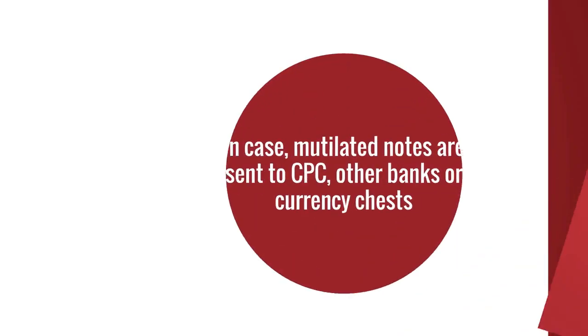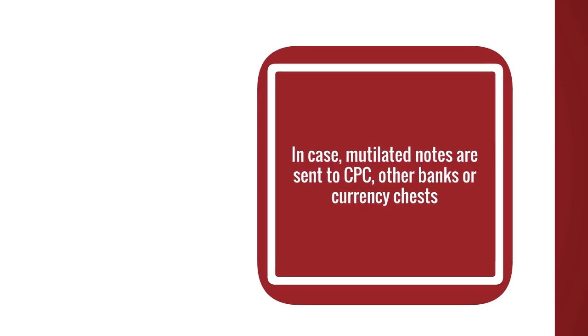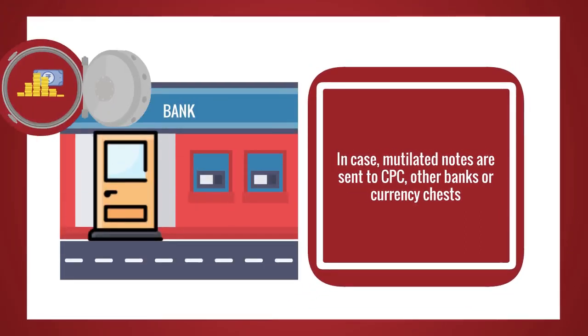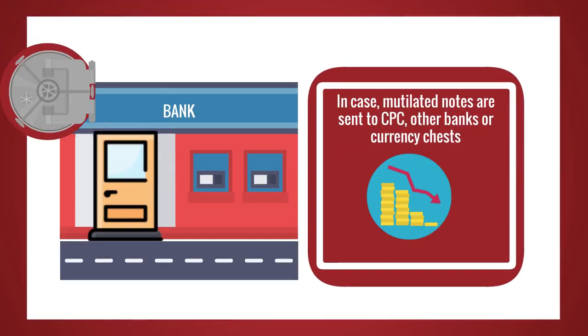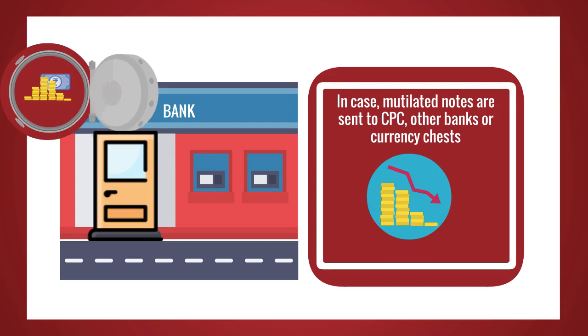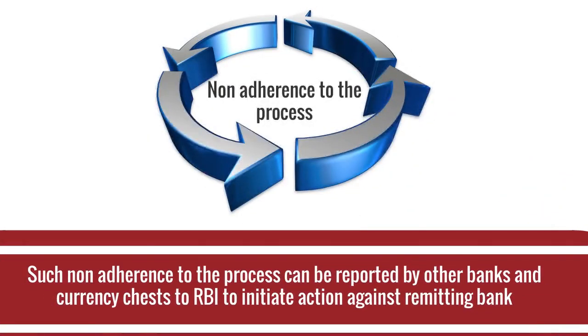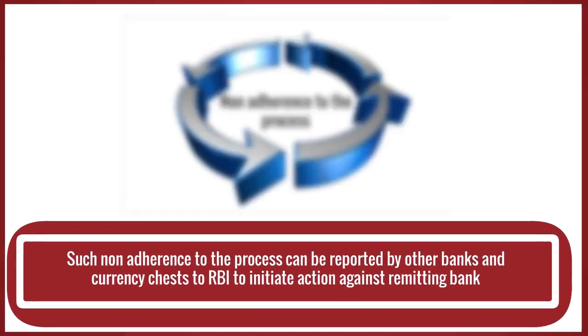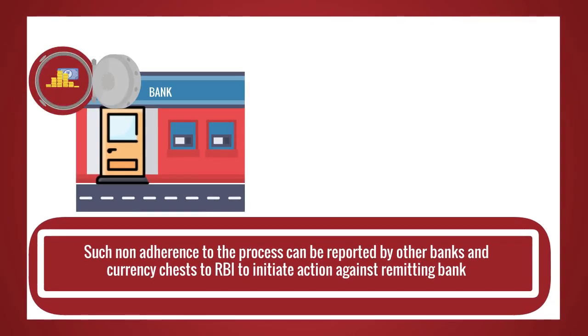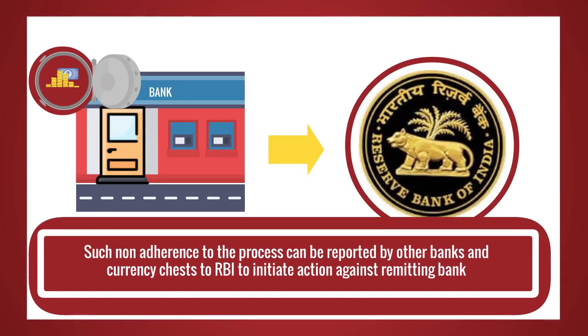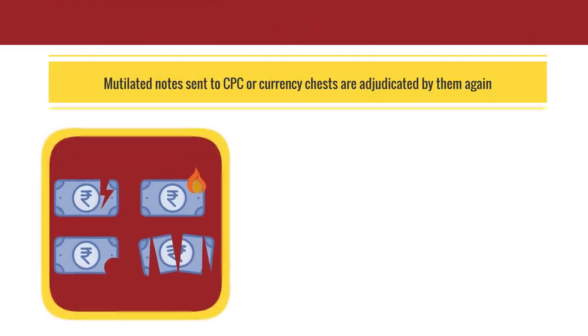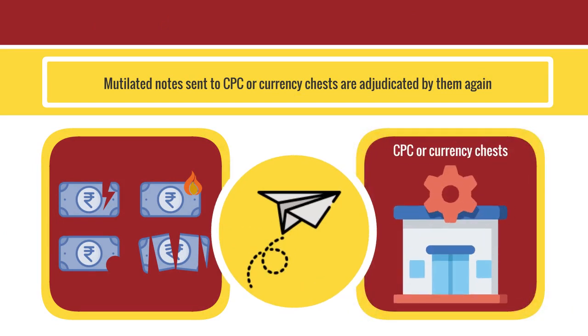Remember, Subodh, in case mutilated notes are sent to CPC, other banks or currency chests, in cash offload or remittance with issuable notes, shortage, if any, will be debited to the respective remitting branches. Such non-adherence to the process can be reported by other banks and currency chests to RBI to initiate action against a remitting bank. Mutilated notes sent to CPC or currency chests are adjudicated by them again.